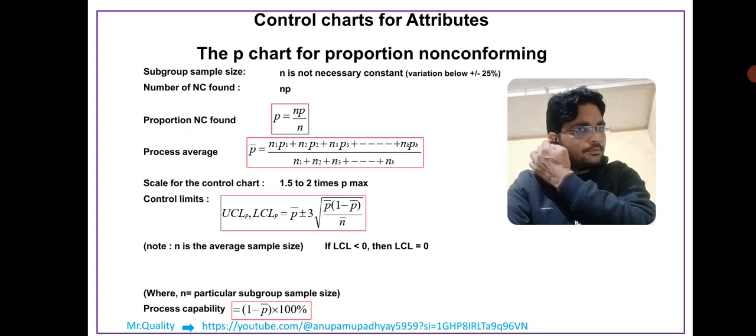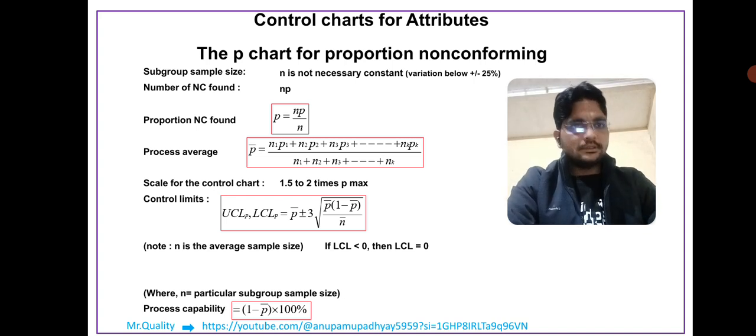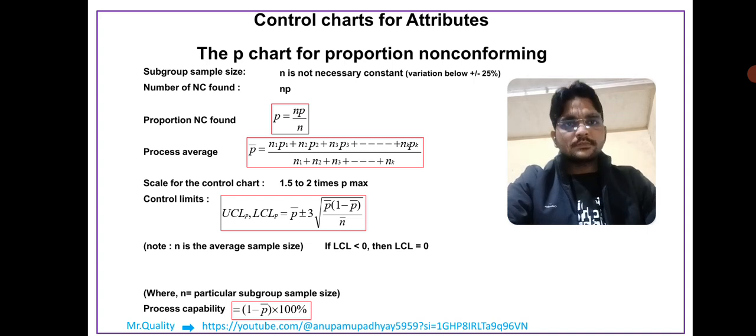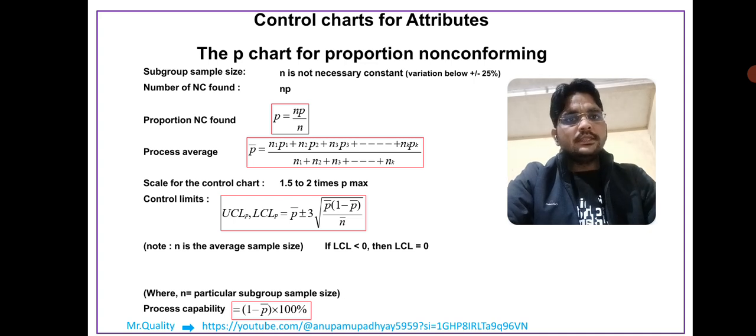P chart is for proportion non-conforming. Non-conforming means defective; per unit we use the P chart. For number of defectives we use the NP chart. Subgroup sample size N is not necessarily constant; it can vary plus or minus 20%. Number of NC found is NP, and the proportion of NC found is P, which is equal to NP divided by N.